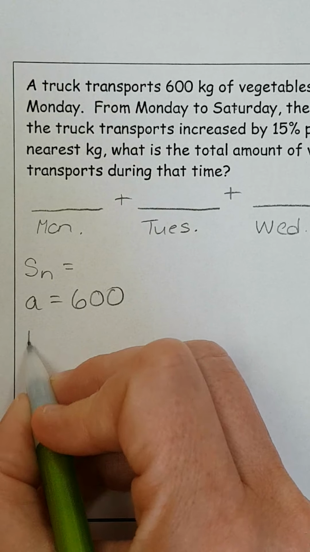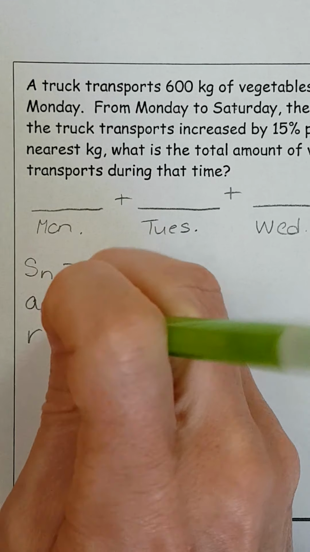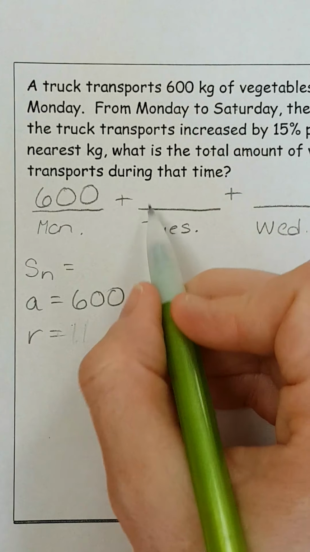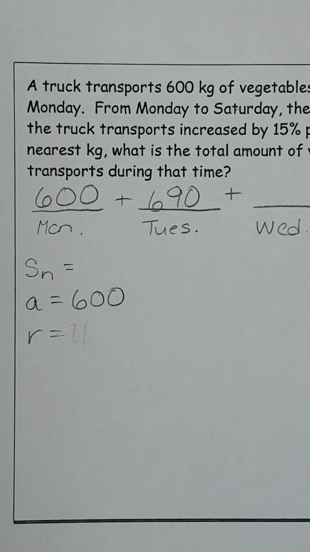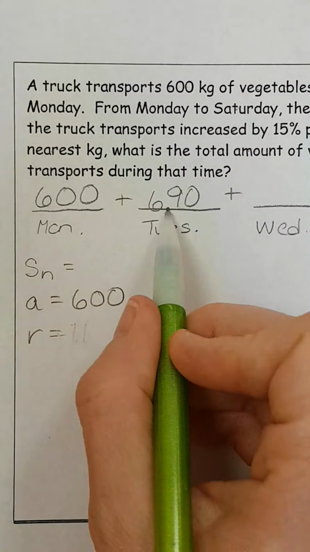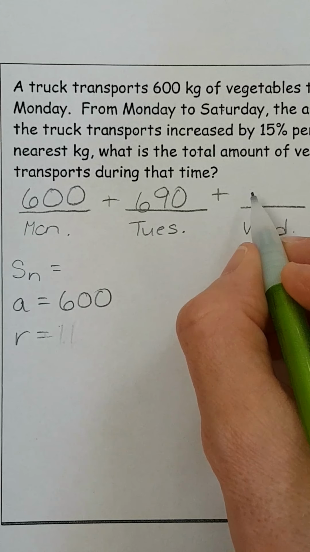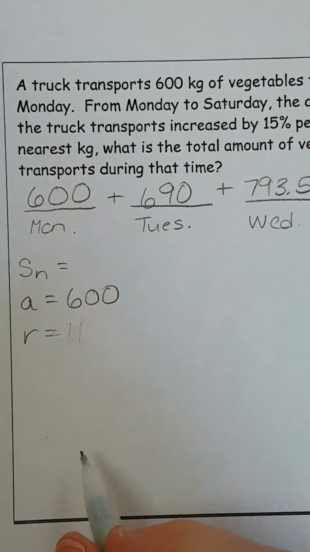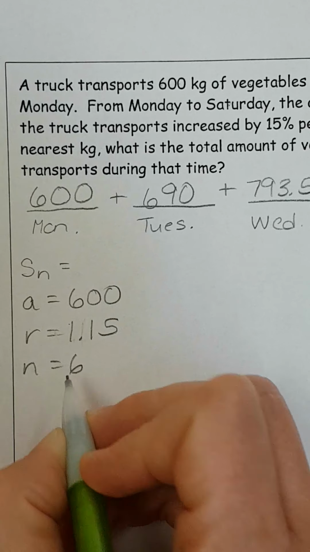A is 600. Oh, what I should have done instead of just doing that is I'll do that. So 600, when we add 15%, we get that. If you know how to get from there to there, great. And if not, calculate 15% of that added on. Slide over just a little bit here so you can see that. And so this is 1.15 and N is 6.